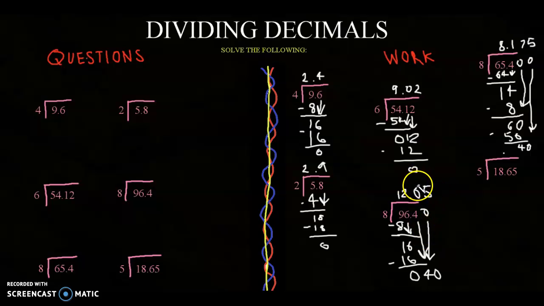12.65 is our answer, right? No. That's supposed to be a 0. Yeah. Looks like a 6.